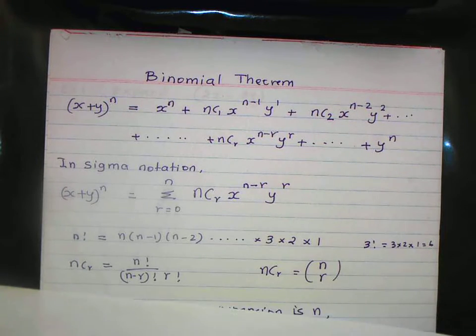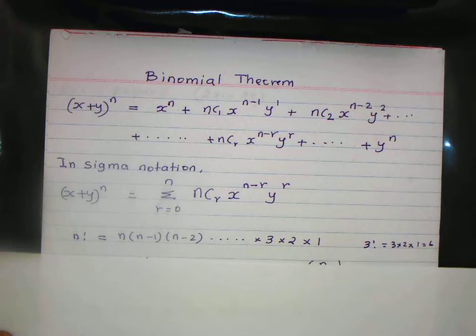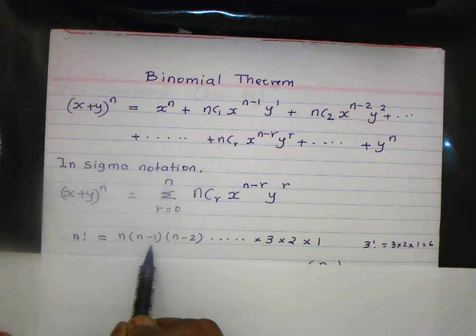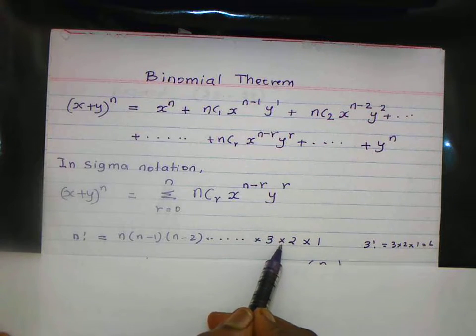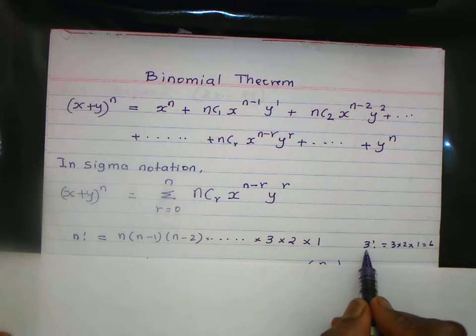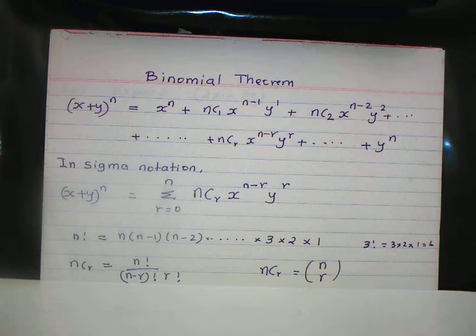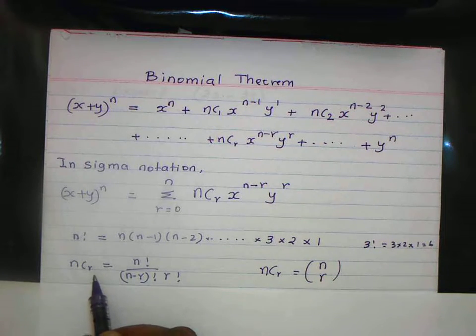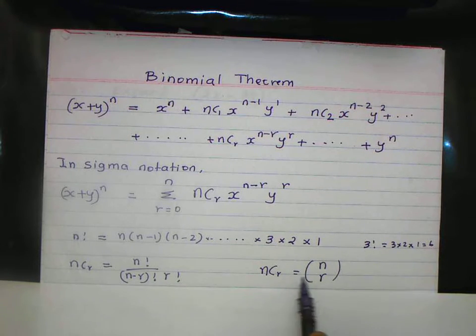Okay. Now, before we go further, let us know what n factorial is. n factorial is n times n minus 1 times n minus 2 times etc., times 3 times 2 times 1. For example, 3 factorial is 3 times 2 times 1, which is 6. Now we see what nCr is. nCr equals n factorial divided by (n minus r) factorial times r factorial. Sometimes they denote nCr as n over r in brackets, the same as nCr.